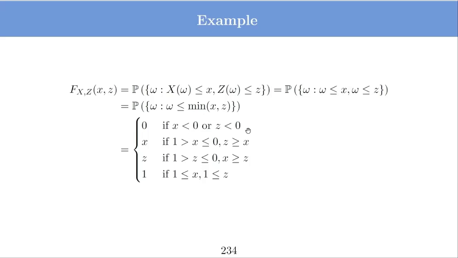So if you write it for different values of x and z, you will get this function. If both are less than 0, then of course it will be 0 because there is no omega which maps to this. If x is between 0 and 1 and z is more than x, then this will be a function of x. If x is more than z, this will be a function of z. And if both are more than 1, then of course this will be just equal to 1.